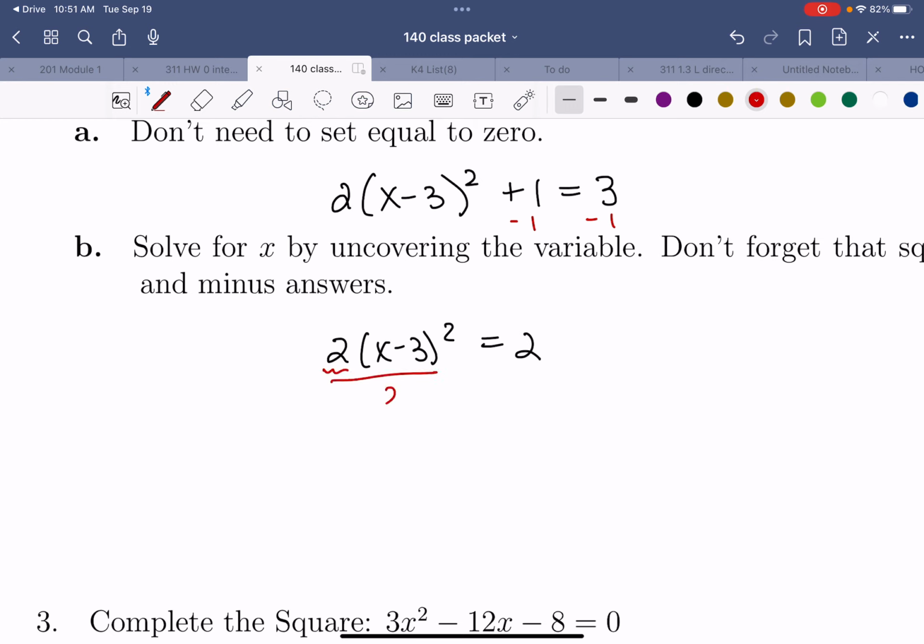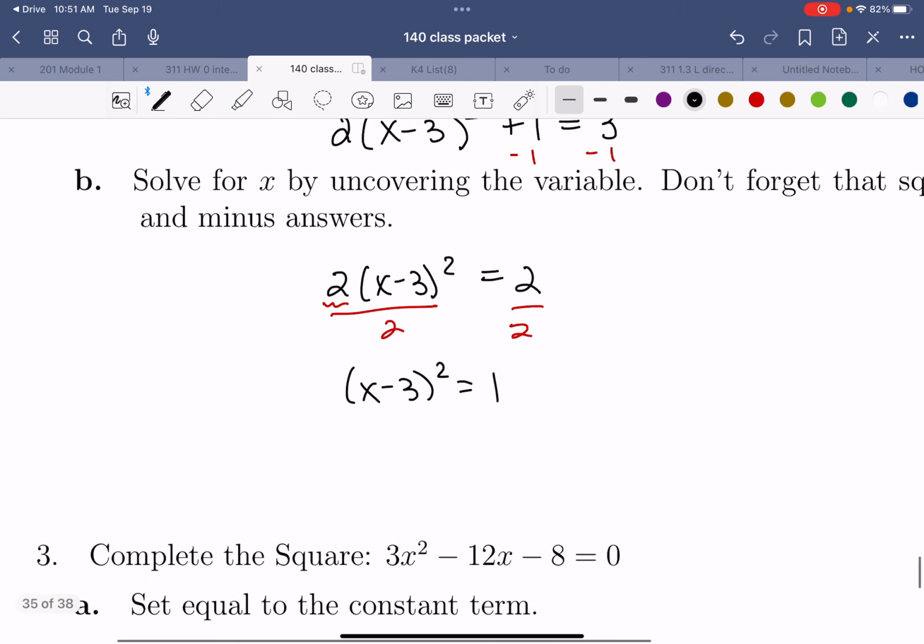So let's divide both sides by 2. That's going to give me (x - 3)^2 = 1. Okay, now the next thing I want to get rid of is this square on the outside. In order to do that, I can take the square root of both sides, but I have to remember that when you take the square root of a number, you can get a positive answer or you can get a negative. So we need both.